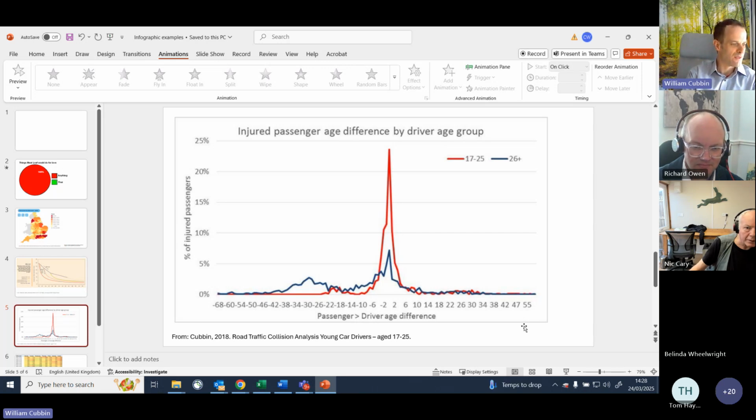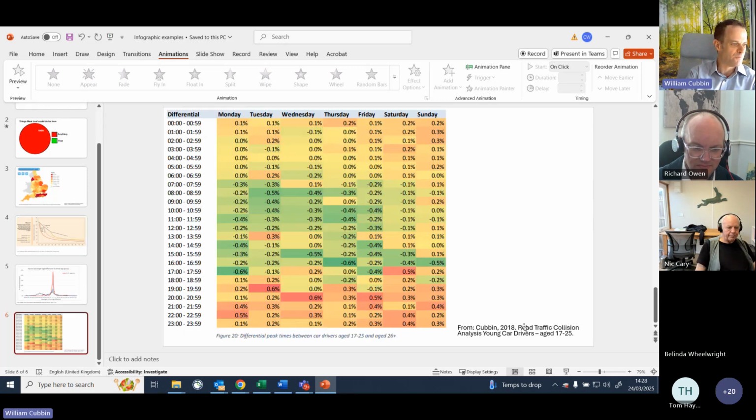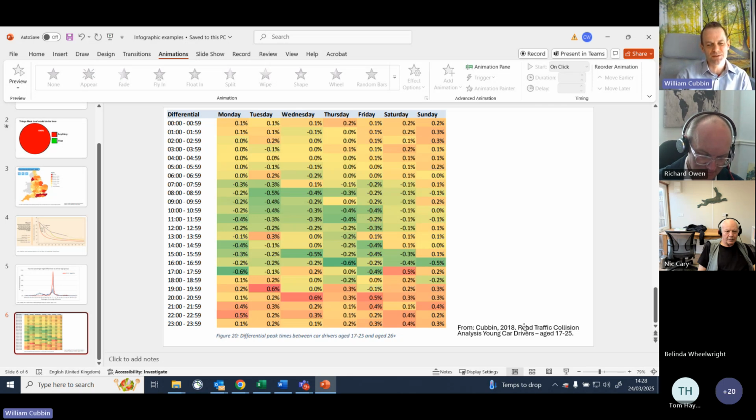And then the third thing I want to look at around GDL is a differential in risk at different times of the day and hours of the week. This is a grid that divides the week up into separate hours, and then you can look at the distribution of crashes involving young drivers across the week, and then the distribution for drivers aged 26 plus. The analysis behind this looks at the differences between those two risks.